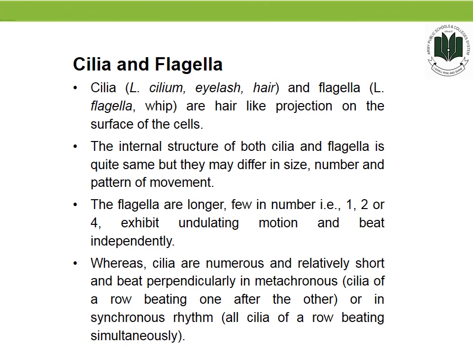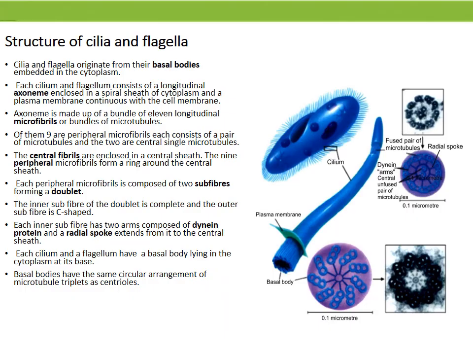of movement. The flagella are longer, few in number, maybe 1 or 2 or 4, and exhibit undulating motion or beat independently. The flagellum arises from the basal body within the cell. The undulating motion of the flagellum is normally generated at its base. The waves move along the flagellum to produce a force on the water acting along the long axis of the organelle in the direction of the wave.